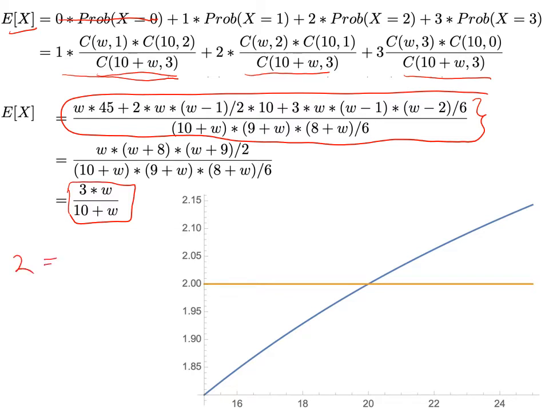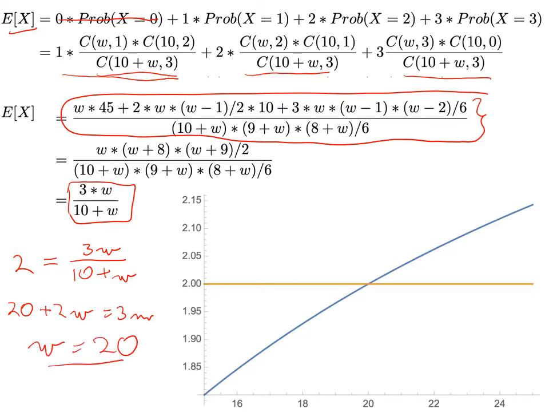We get 2 is equal to 3W divided by 10 plus W. We are looking for W, so we have 20 plus 2W is equal to 3W, which means that W is equal to 20. So when there are 20 women in the club, the expected value for X is going to be 2.